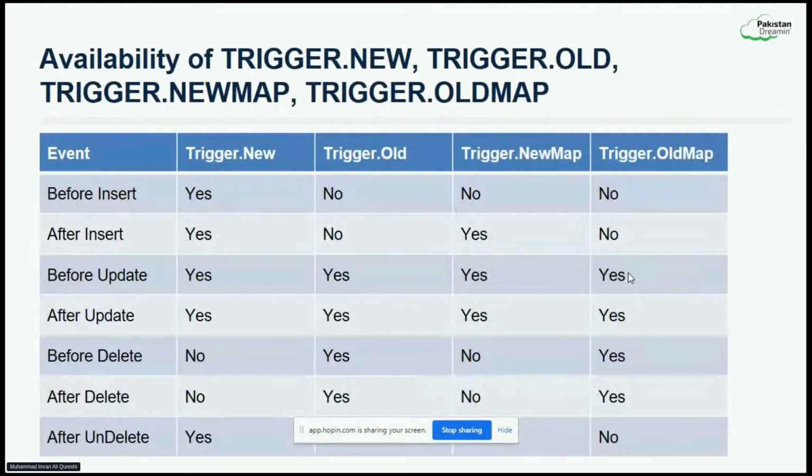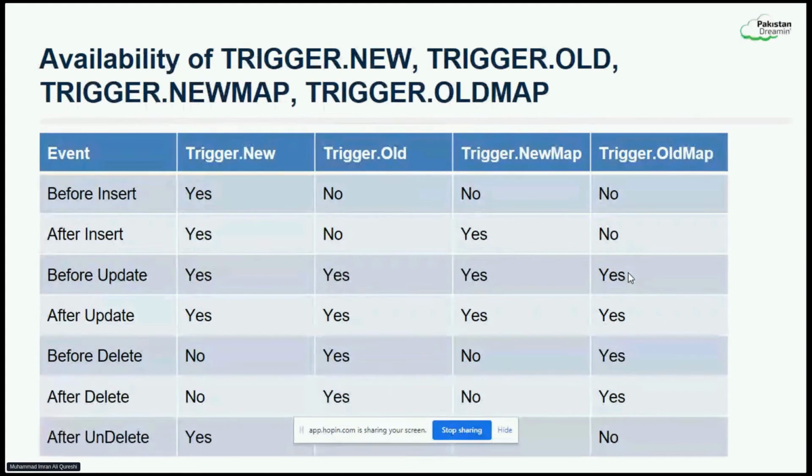Now I'm talking about the availability of trigger.new, old, new map, and old map context variables in the trigger events. In before insert, we have only the trigger.new context variable. Because in before insert, we don't have any old version of the record because it is going to be inserted for the first time, and we don't have old map as well, and we don't have new map as well, because it is the first time the record is going to be inserted, as well as it's in the before context. So the IDs will not be generated in this context.